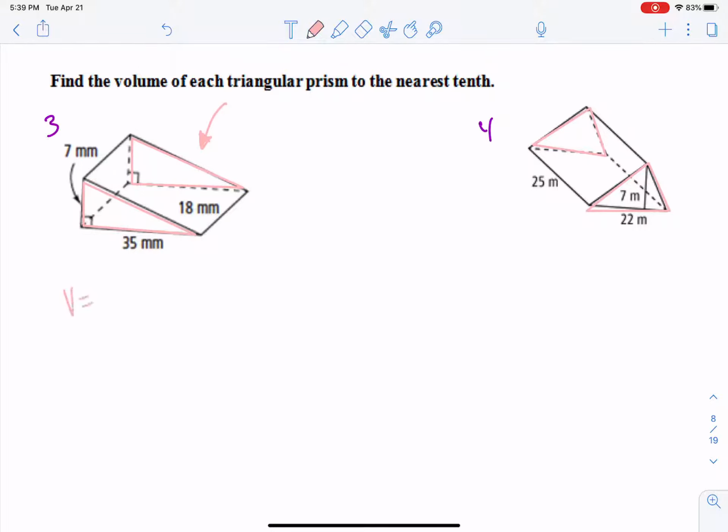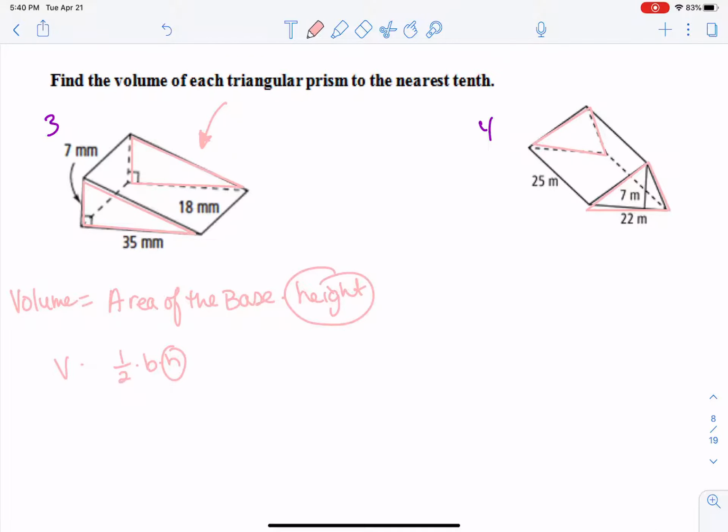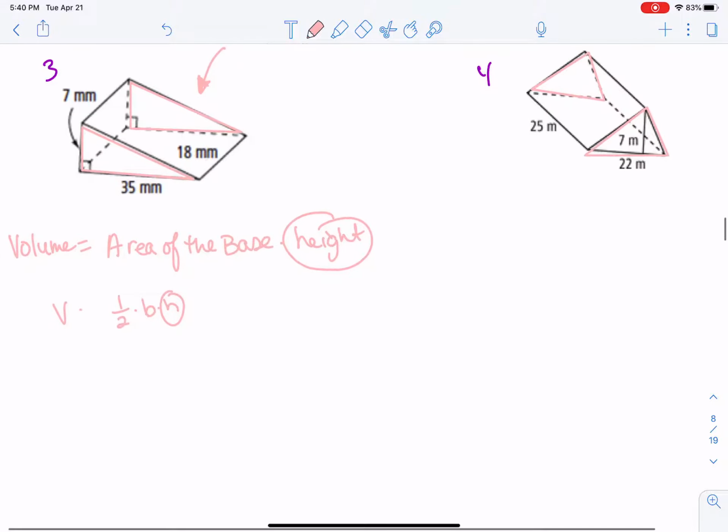Same formula, volume is the area of the base times the height. I suppose I should write volume out. And you just have to remember the area of a triangle is 1/2 times base times height of the triangle. This height is the height of the triangle, but this height is the height of the triangular prism, so be careful there. So I'm going to do that one step at a time.